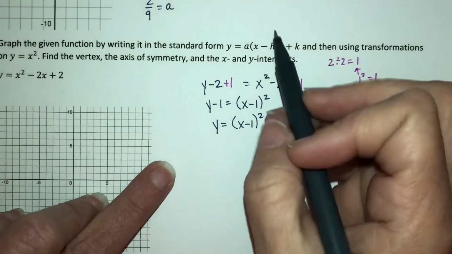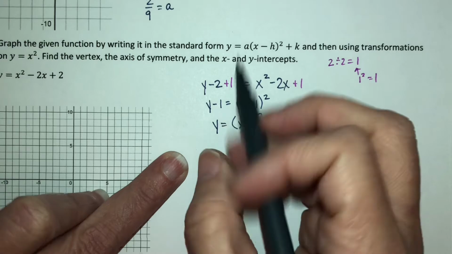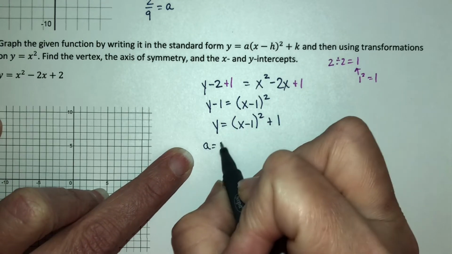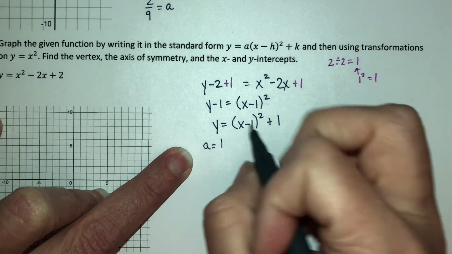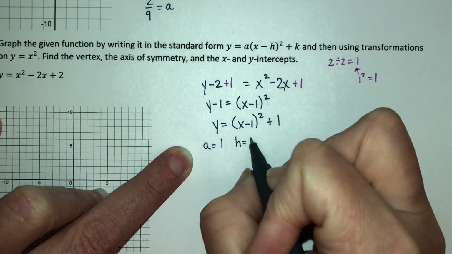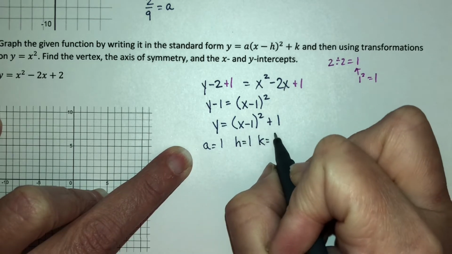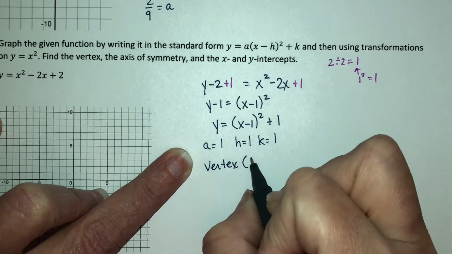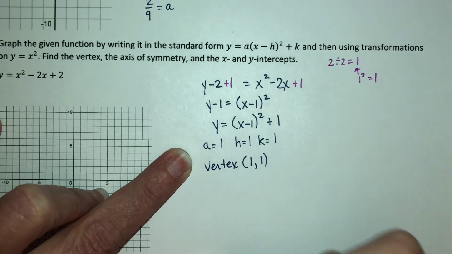So right here, I have it in this form. My a value is the number in front of my square, which is 1. My h is also 1, and my k is also 1. So the vertex is (h, k), so (1, 1), which is there.